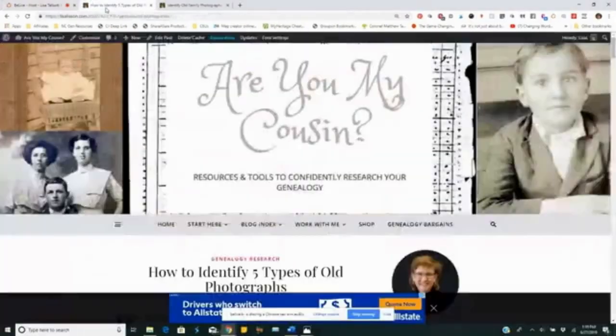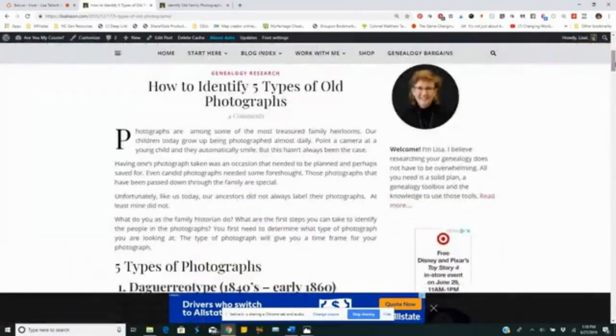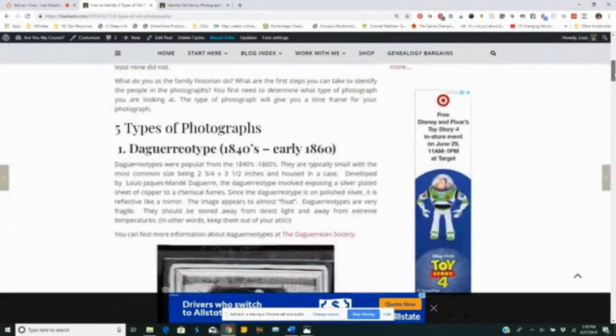Now, there are a number of different types of photographs, and let me share my screen with you one more time. I'm going to take you back to my computer screen, and I want to show you this particular post over on the website about how to identify 5 types of old photographs. Now, there are different photographs, as you know, photography developed over the years, so if you know what type of photograph it is, then you can estimate the time period a photograph was made.